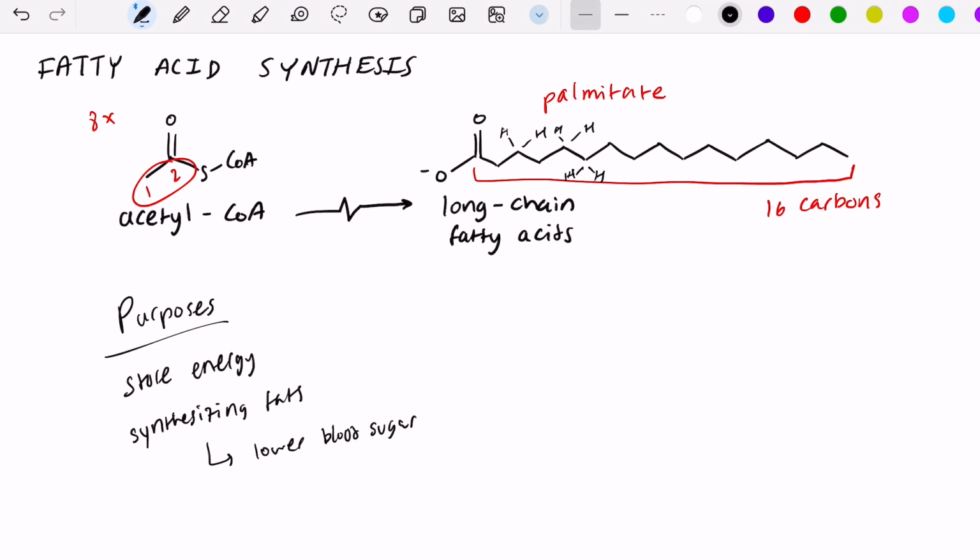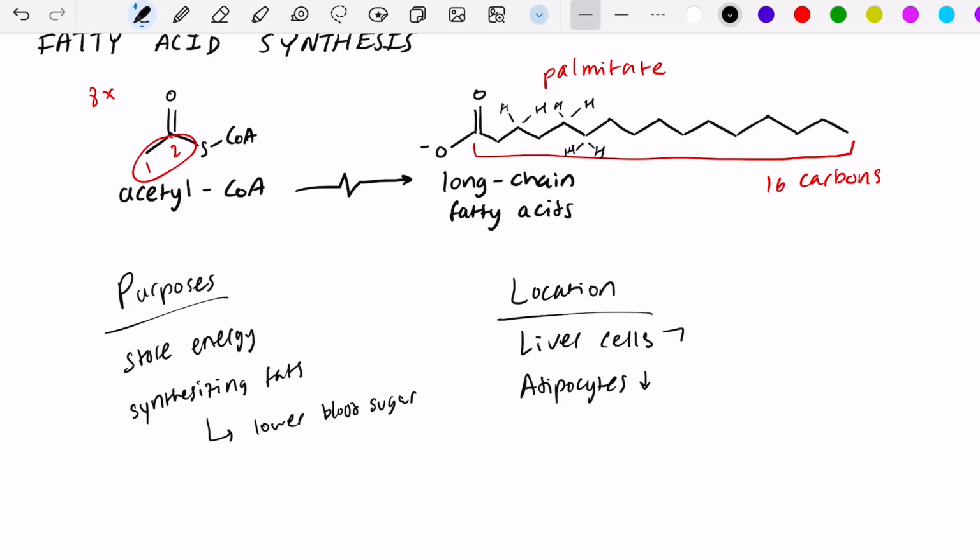All right, so where does this happen? So in the body, when we're talking about energy and the management of sugars, fats, and those levels in the body, we should always be thinking of the liver. This is the general control center for those levels in the body, right? So liver cells are going to be the site of our production of fatty acids. This can also happen in adipocytes or our fat cells that store those fat droplets, but this is going to be a little bit less than liver cells.